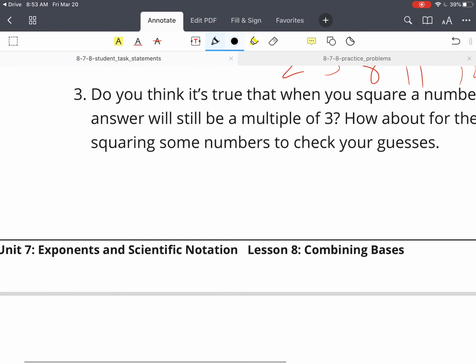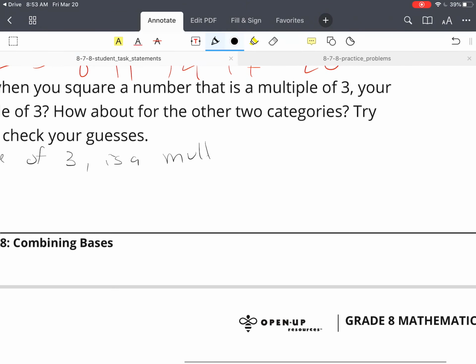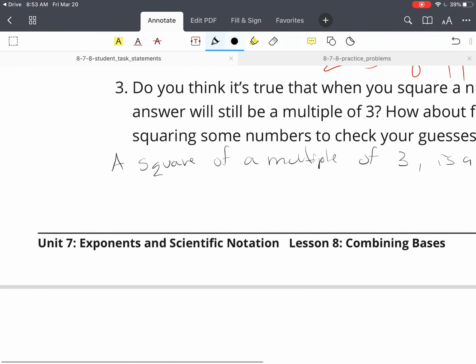So I'm going to prove it to y'all right now. I'm going to prove to you that a square of a multiple of 3 is a multiple of 3. This is what I had to do when I was in college.